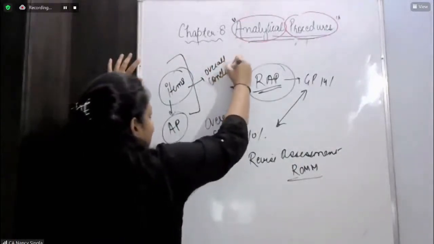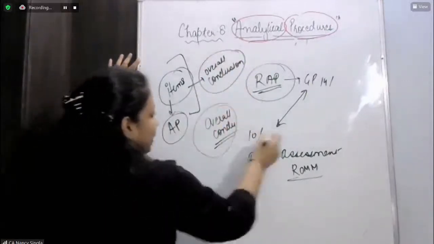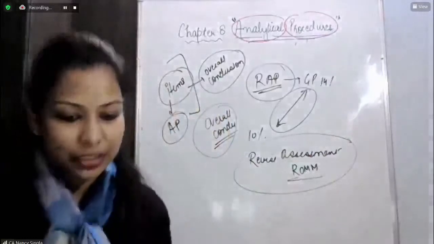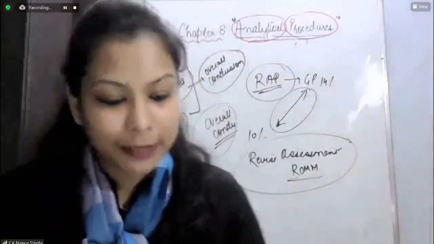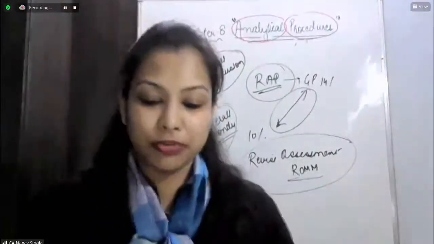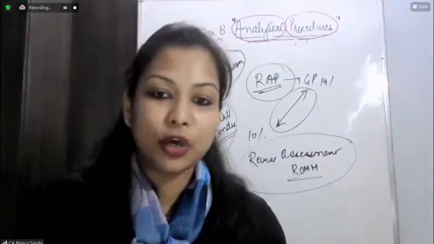And lastly, it says, while drawing the overall conclusion, if there is any difference, then the auditor may revise the risk of material misstatement and he may revise his audit procedures. He may perform other audit procedures. Clear? So this was a simple topic.